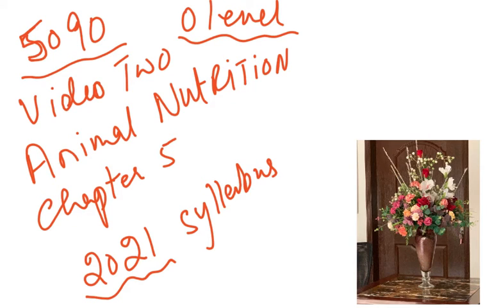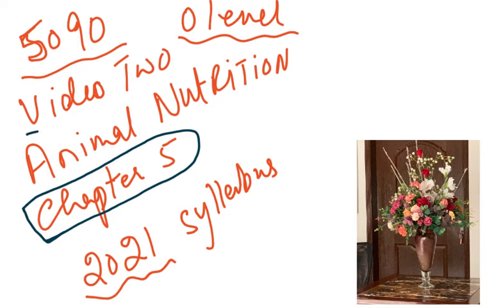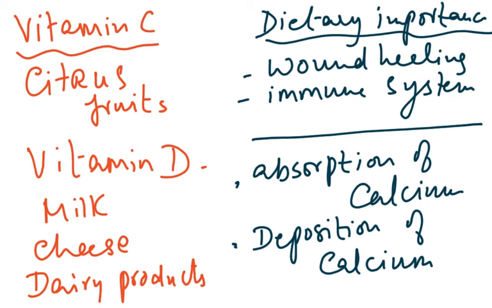Now we start the 5090 O level, chapter 5. This is chapter 5, video number 2, which is going to cover animal nutrition, the parts which are left from video number 1. And the first thing that we talk about is the vitamins. The two vitamins which you need to study are vitamin C and vitamin D only. That's the only vitamins that you need to study in your syllabus.